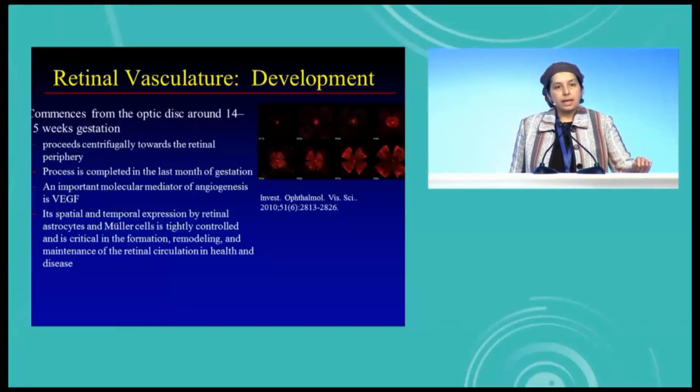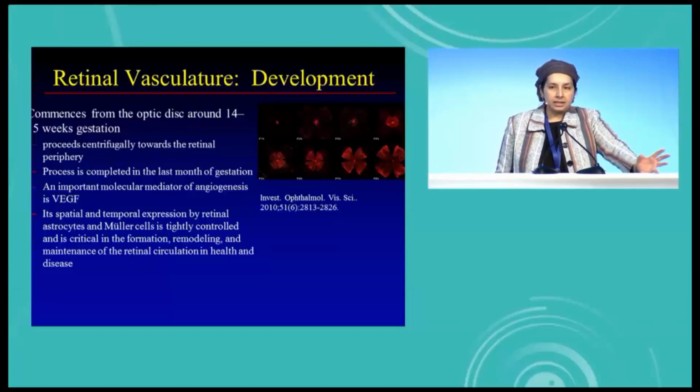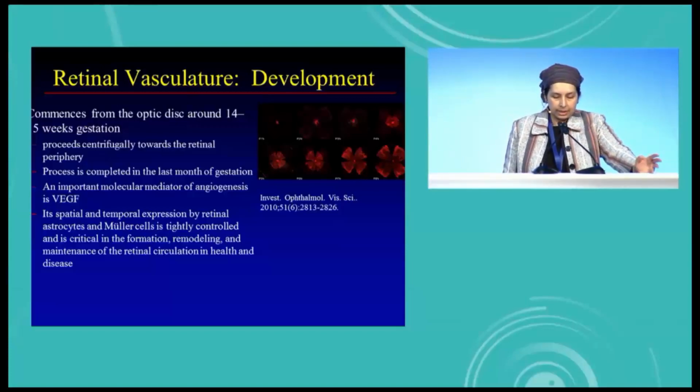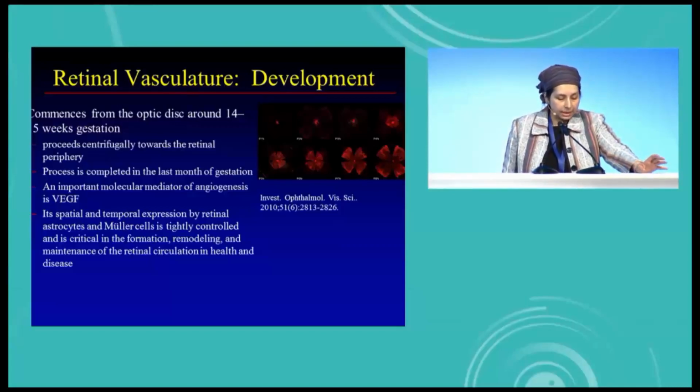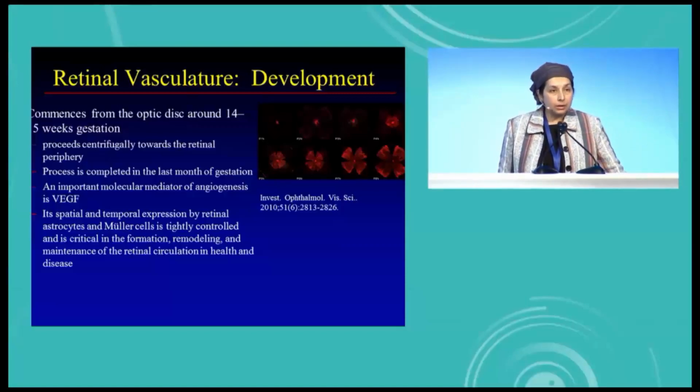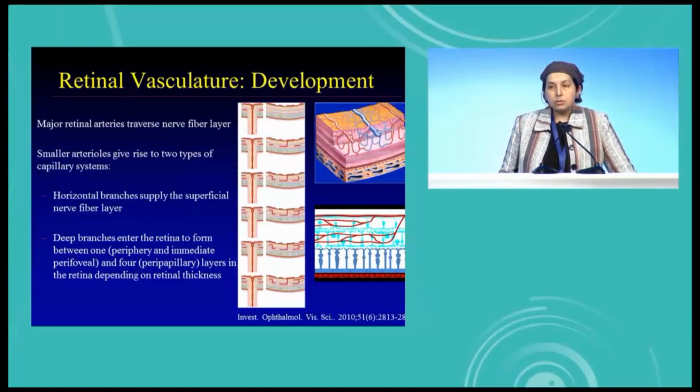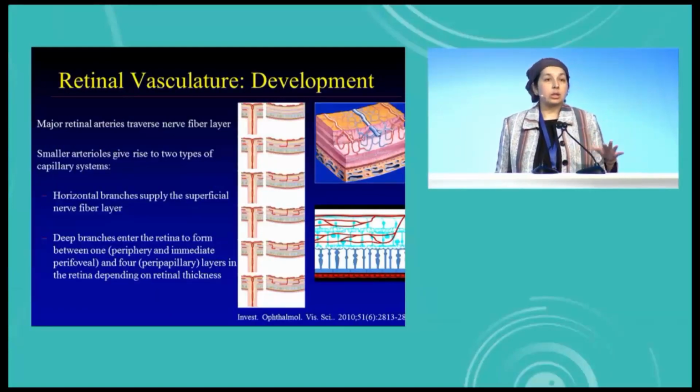I think when we're speaking about evaluating the retinal vasculature with OCT angiography, it's important to understand how the retinal vasculature develops and what the normal retinal vasculature looks like. As all of you are familiar, retinal vasculature development commences from the optic disc around 14 to 15 weeks of gestation, and it proceeds centrifugally from there. The superficial or inner layers of vasculature, which are the larger blood vessels, are laid down first, and then they start giving rise to these plexi later on in development.